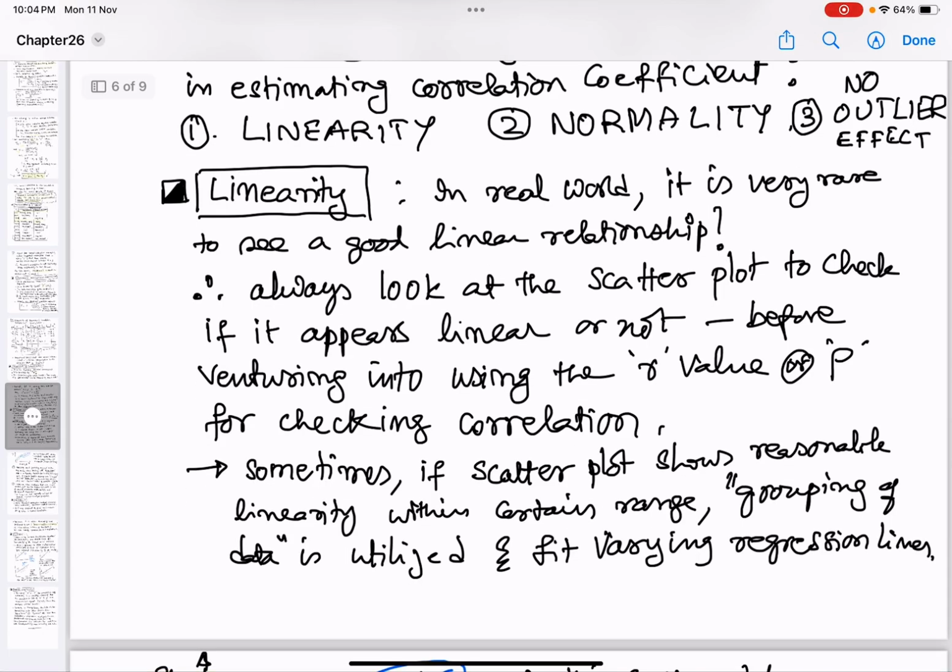So linearity. In the real world, it is very rare to see a good linear relationship. Always look at the scatter plot to check if it appears linear or not. So before you actually find the R value, you need to see if there is a linear relationship or not. Because if there's no linear relationship, then you can't use Pearson's method, because it's going to give you a wrong answer.